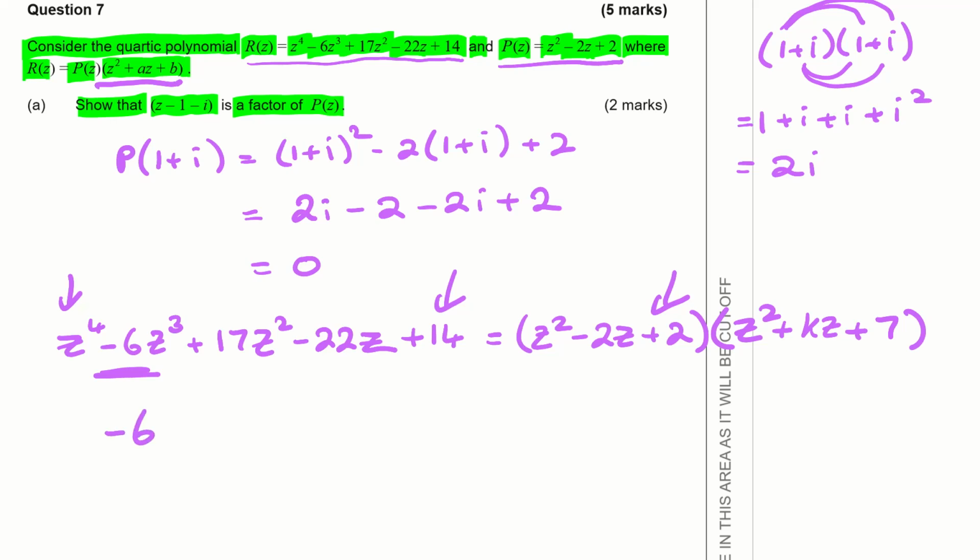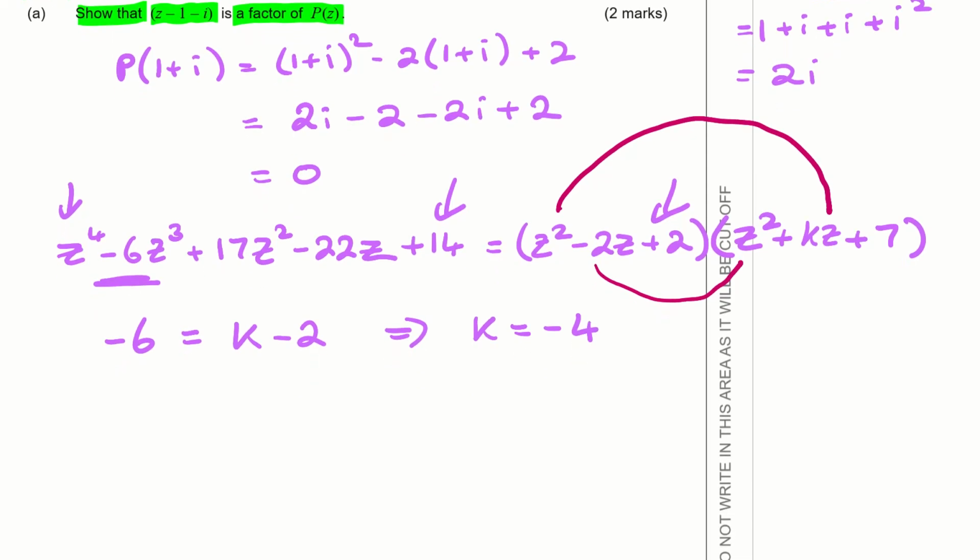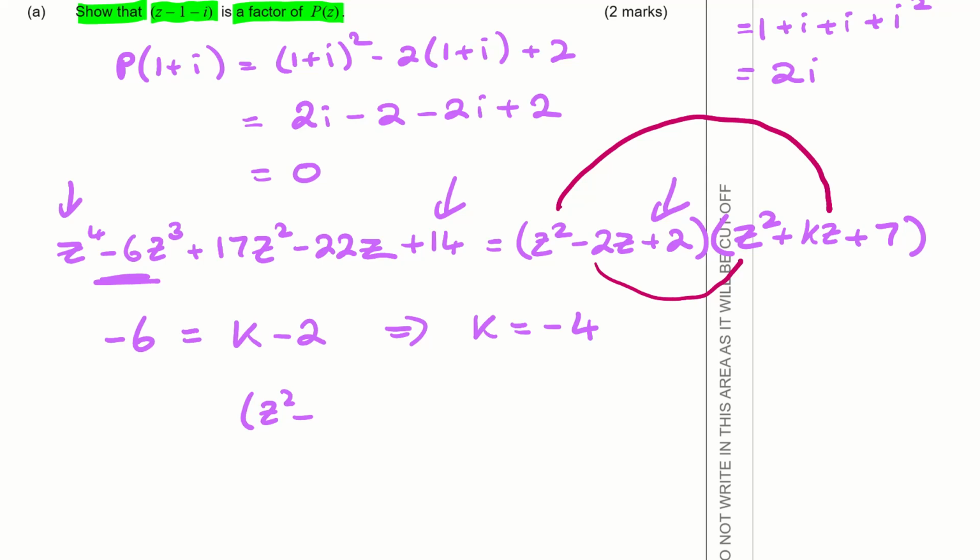So on the left we've got negative 6. What's going to give us a z cubed on the other side? So we would get that one would be a z cubed, so that would be k. And that one would be a take away 2. And that gives us that k is negative 6 plus 2, which is negative 4. So we have z squared minus 2z plus 2 and z squared minus 4z plus 7.